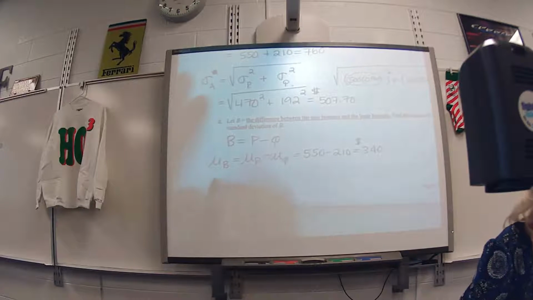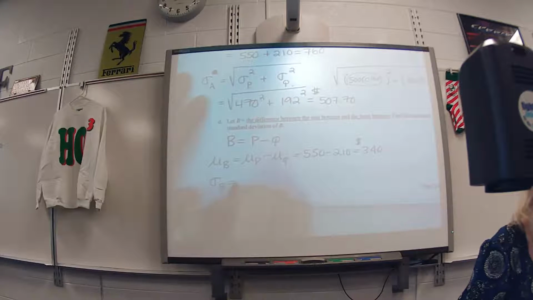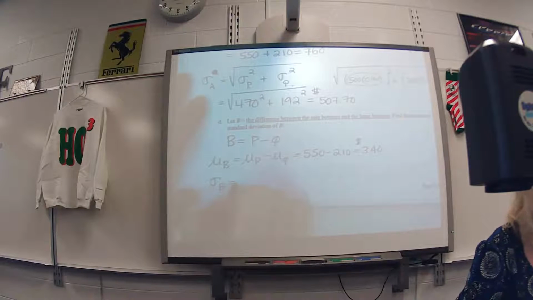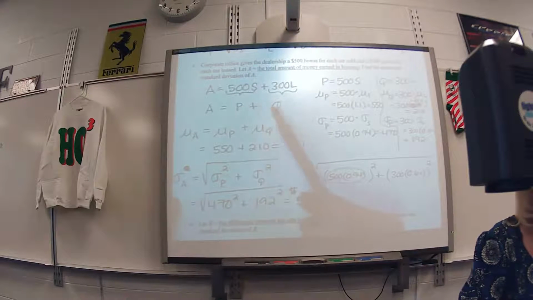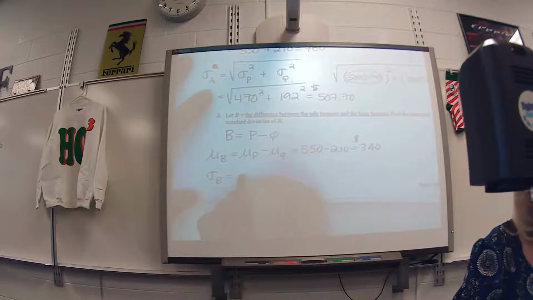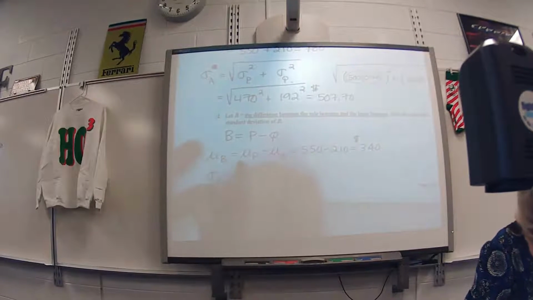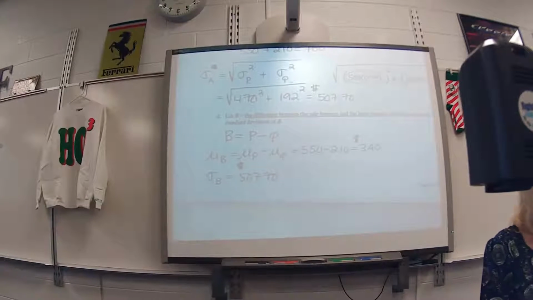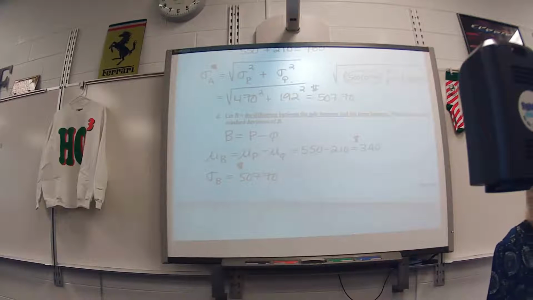And what about the sigma for B? Why is there not a lot of work here? Because it's the same. If you're doing the same 2 random variables, I don't care if you're combining by adding or subtracting, it's going to be the exact same standard deviation. The rule is the same whether you're adding or subtracting random variables when you're combining them.